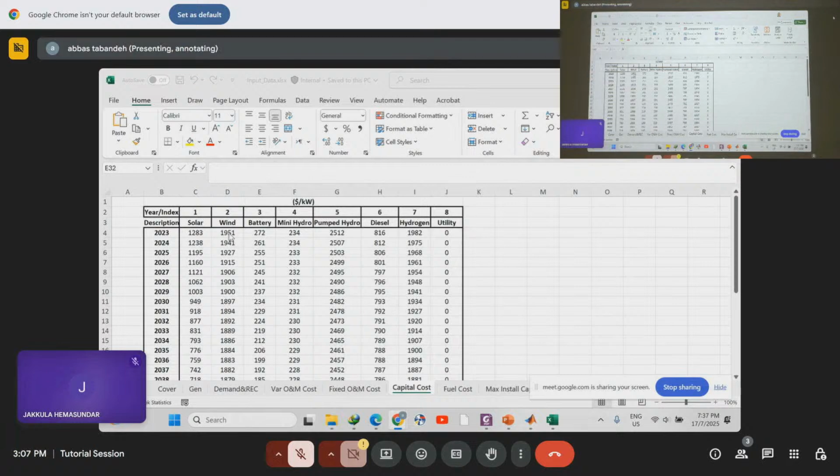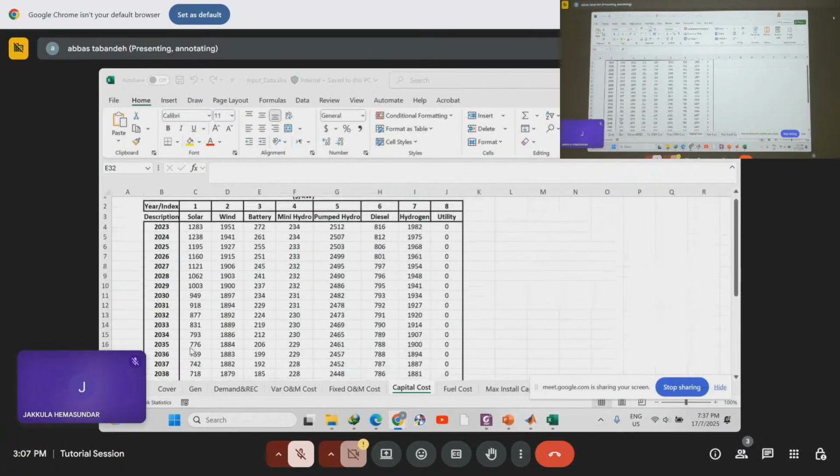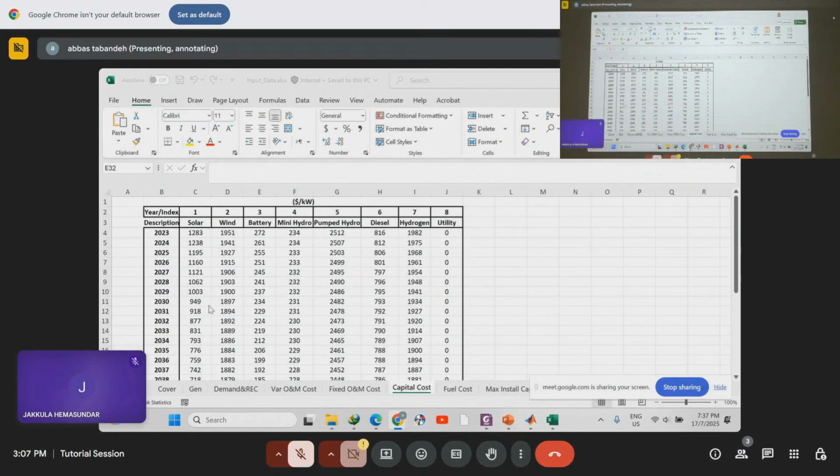The capital cost, again, for each technology, is based on dollar per kilowatt. And we have used the prices for each technology. And we can see that the prices are reducing year by year because of their maturity. So we have also considered this uncertainty in our model, the capital cost of technologies.